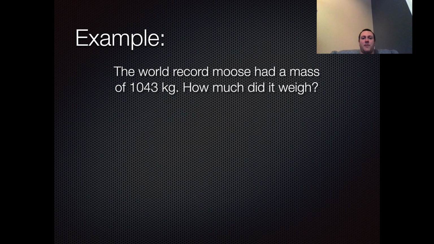So, a quick example problem here. The world record moose that was harvested had a mass of just over 1,000 kilograms, at 1,043 kilograms. How much did it weigh? Keep in mind, what we are given is a mass. We want to know its weight, which will be in newtons. Pause the video, attempt to solve this, and then press play once you have an answer.